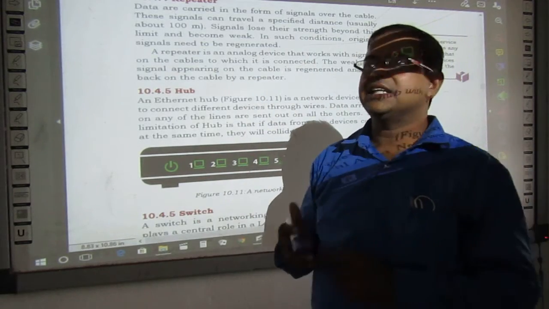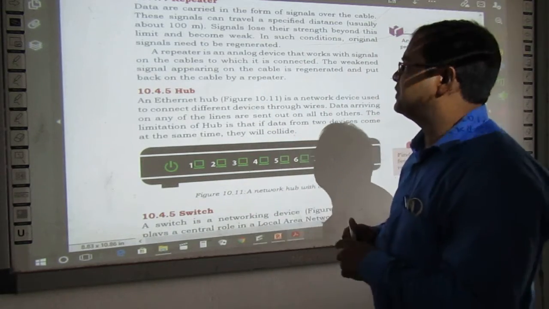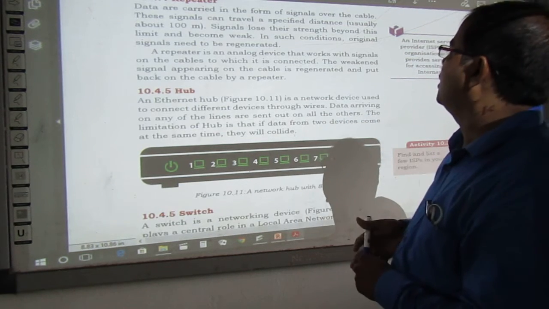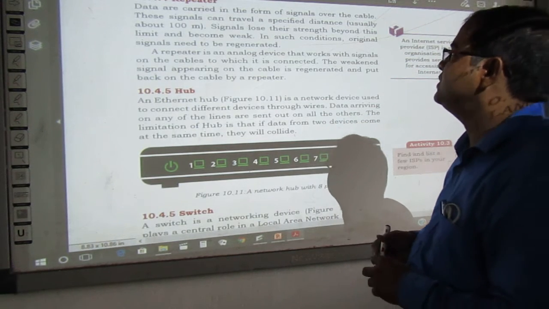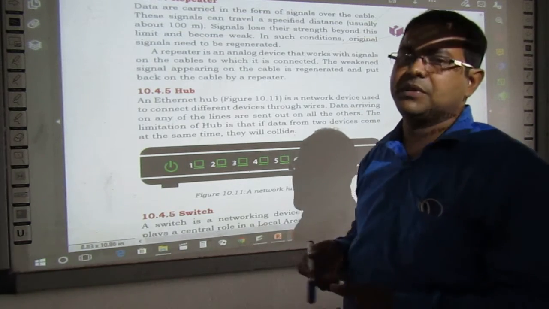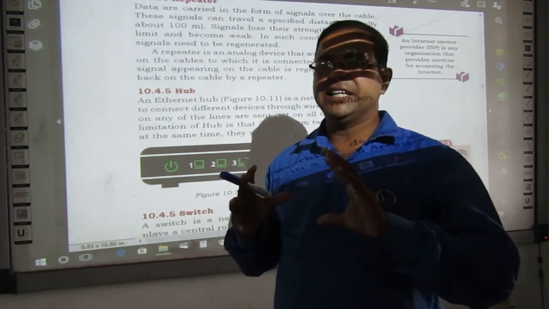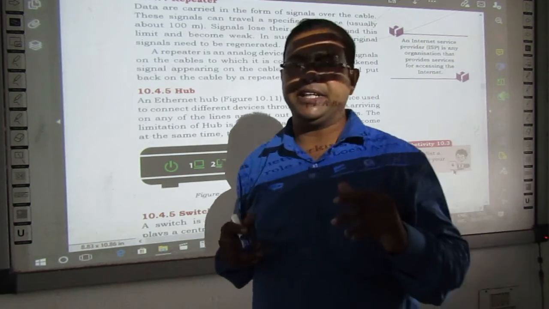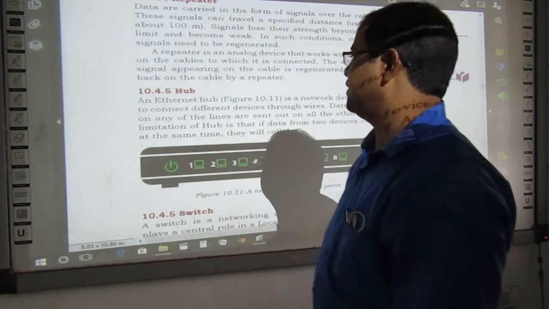The repeater is an analog device that works with the signal on the cable to which it is connected, and with the help of the repeater we can regenerate the networking speed.